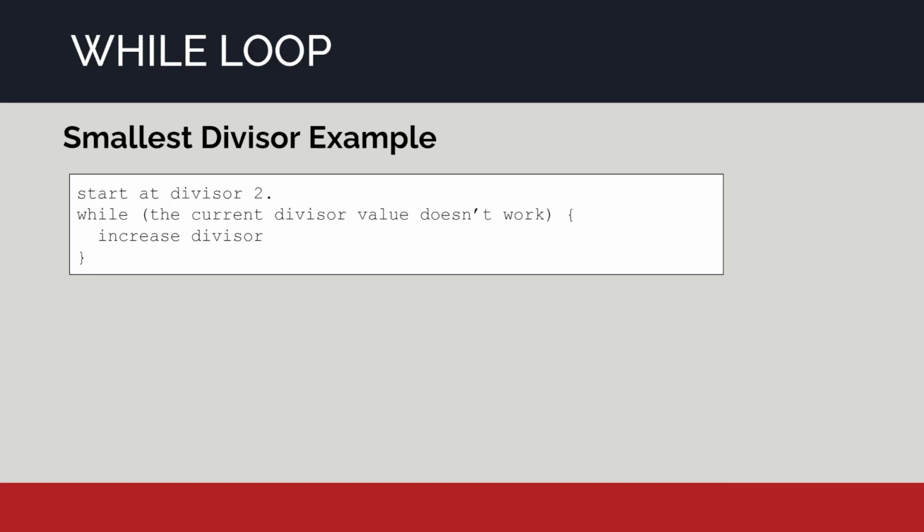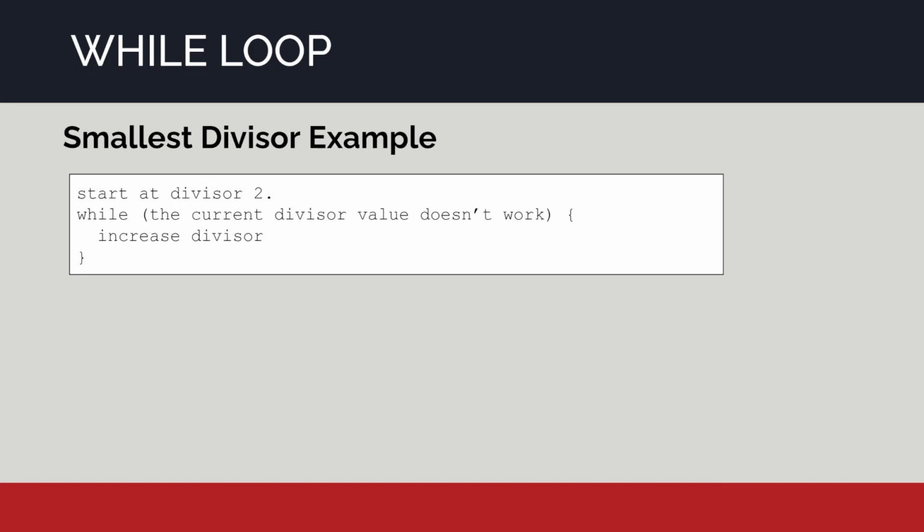We know what we want to do. We want to start at 2, and then while the current divisor value doesn't work, we increase the divisor. So that's the description of our solution. But we might want to clarify some of this, because the first part and the body inside the while loop, we could convert to code pretty easily. But what does it mean when the current divisor value doesn't work?